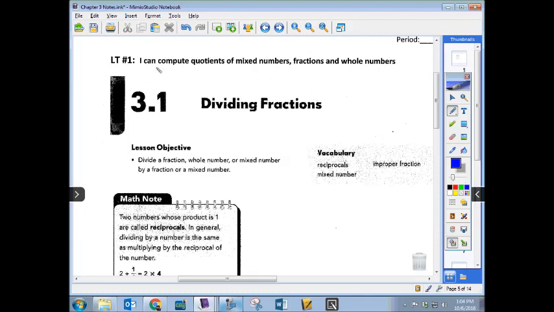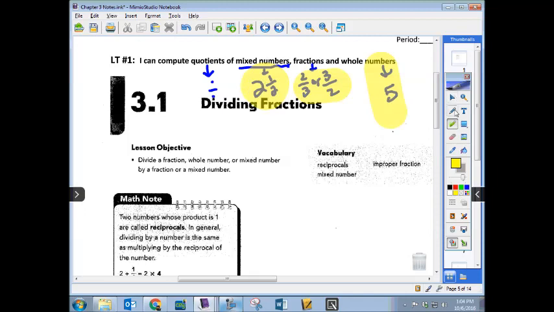Okay, and the target is I can compute, which means just calculate or find. You can't use a calculator this chapter, but you're going to be able to find the quotients. Now what is a quotient, real quick? It's the answer to a division problem, right? So we're going to be dividing mixed numbers, an example of those would be like 2 1/2. Fractions, that can be a 2/3, or it could be an improper fraction, like 3/2. And then we're going to be doing whole numbers, so 5 or 6, something like that. So we're just going to learn how to divide all these numbers.